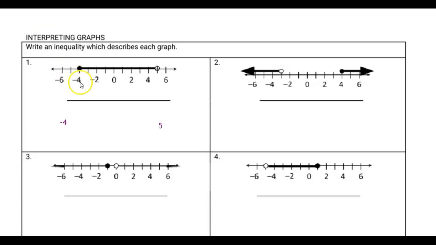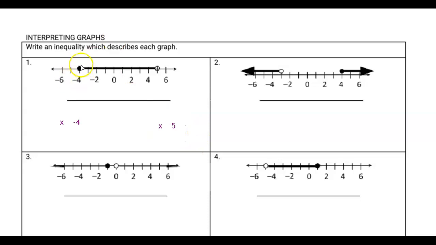My first strategy is to write down the two numbers that have circles on them, regardless of whether they're open or closed. Here's a -4 and here's a 5. I'm going to be comparing x to both of these numbers. So now I'm going to put an x and a space in between to try to figure out what the symbol is. So x something -4 and x something 5.